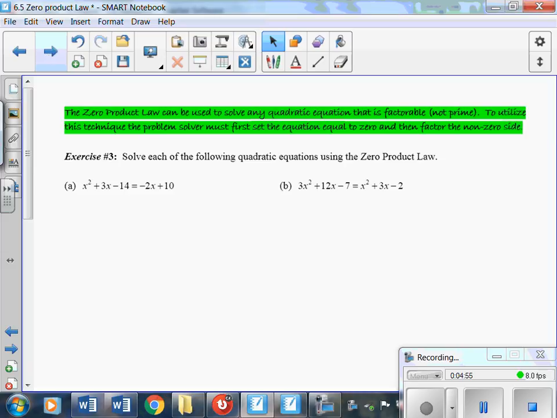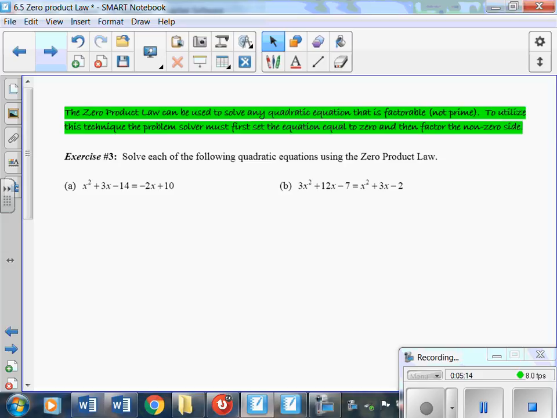Okay, so the zero product law can be used to solve any quadratic equation that's factorable. To utilize this technique, the problem solver must first set the equation equal to 0 and then factor the non-zero side. So I just want you to remember that up to this point, we've solved two different types of equations.